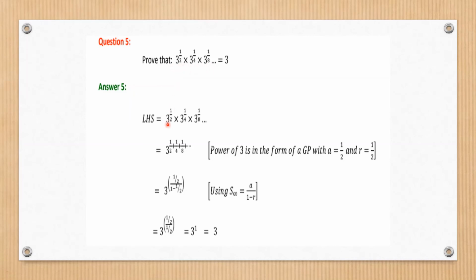When bases are same, powers are added. So it will be something like 3 raised to power half plus 1 by 4 plus 1 by 8 plus and so on. Now this power is forming a GP, with a as half and r as half. As it is an infinite GP, we will apply the formula a upon 1 minus r in the powers. So it is half upon 1 minus half, which turns out to be 1. So 3 raised to power 1 is equal to 3, which is the required right hand side.